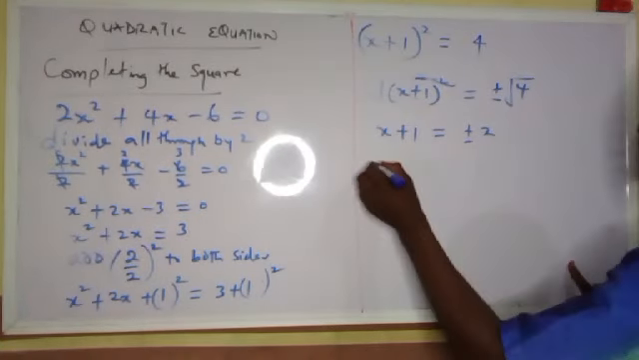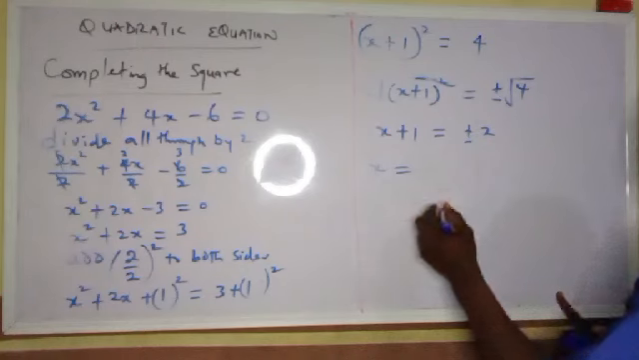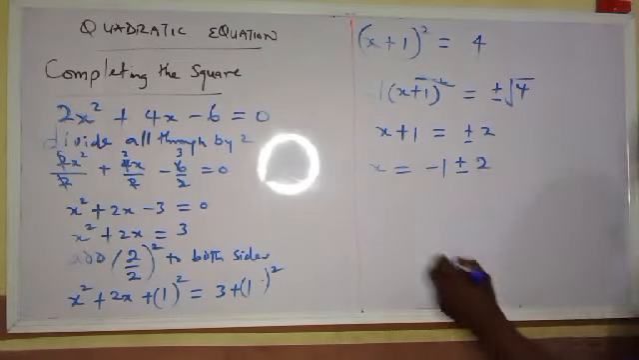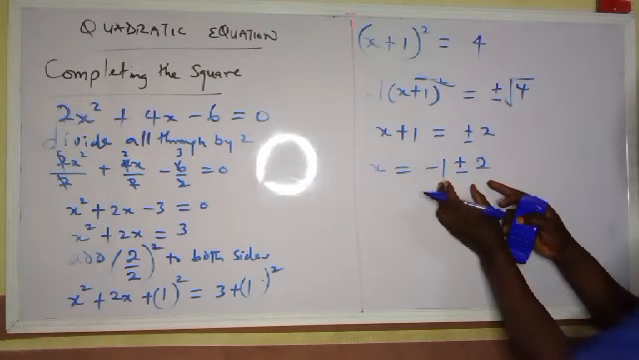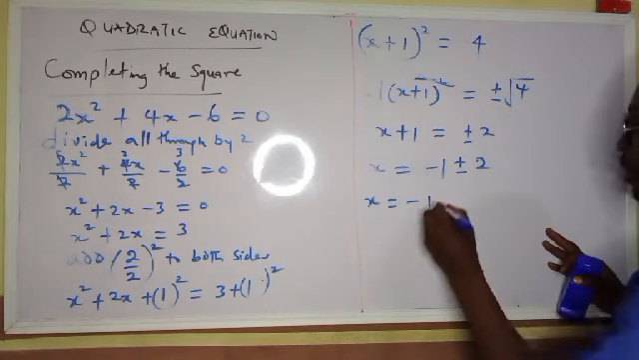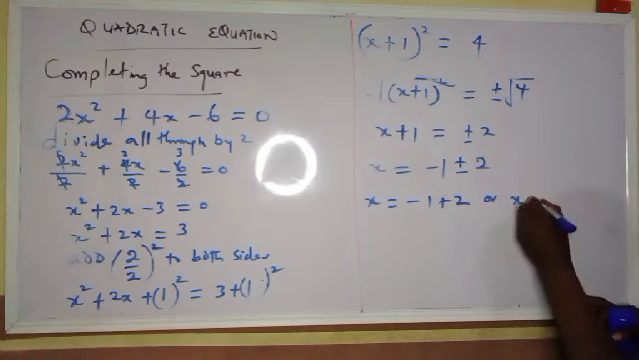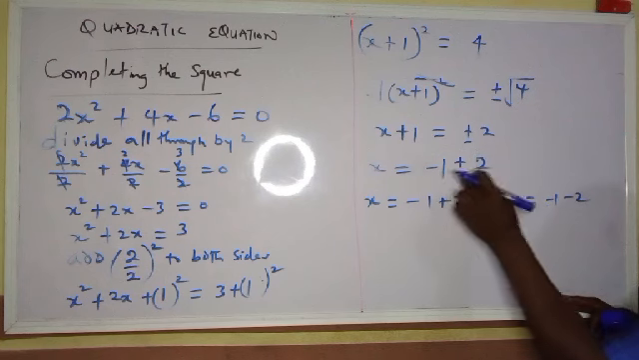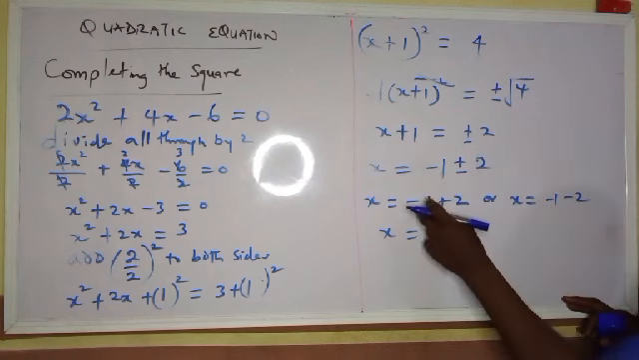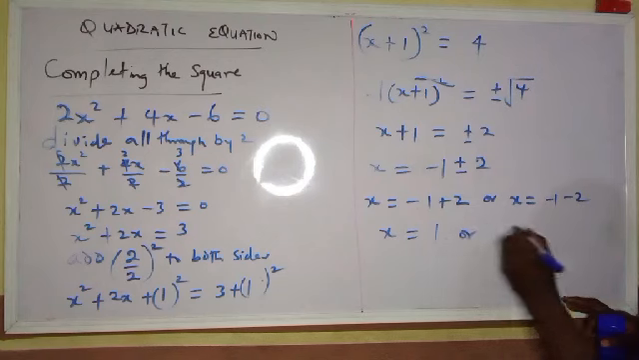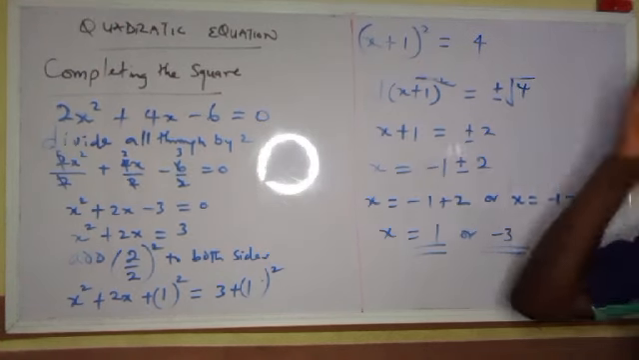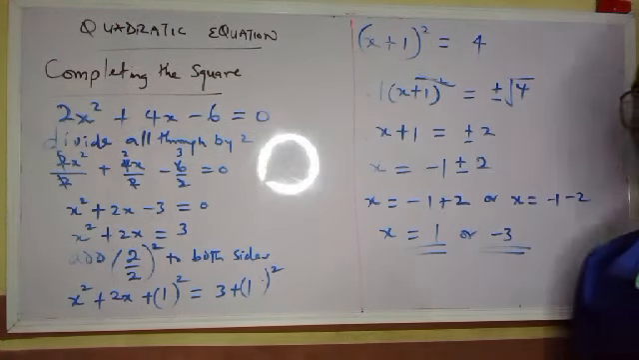The next thing now is we say x is equal to, let's move this plus 1 over, it changes to minus 1 plus or minus 2. So we split this expression; it is 2 expressions now. We say x is equal to minus 1 plus 2, or x is equal to minus 1 minus 2. Therefore x is equal to minus 1 plus 2, which gives us 1, or minus 1 minus 2, which is minus 3. So that gives us the final answer using the completing the square method. Thank you.